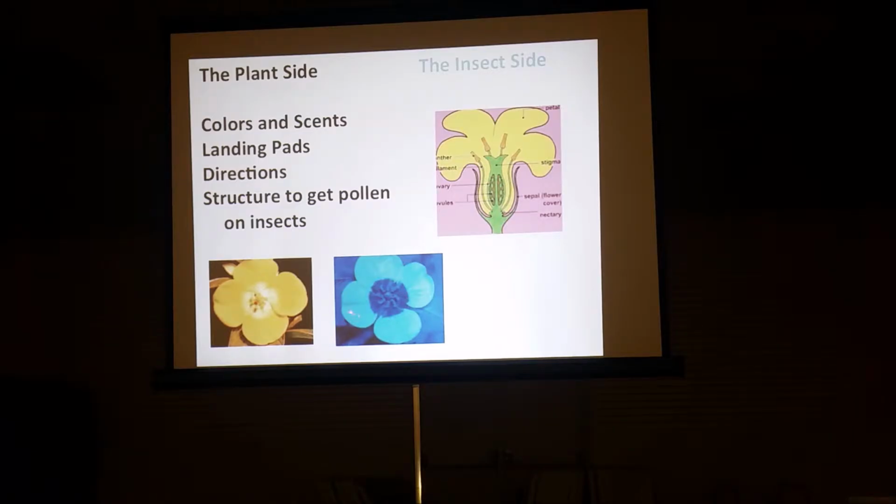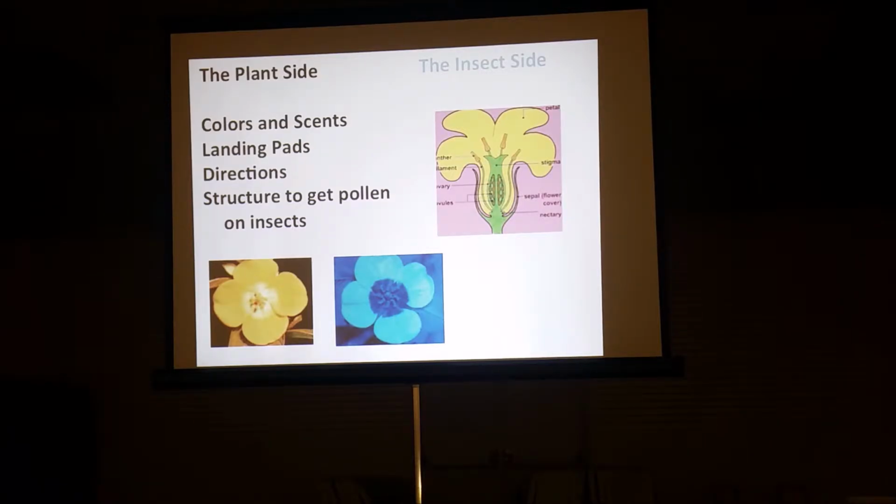And if you look at the petals of the plant, you actually see lines that are directing them down into where the nectaries of the flower really are. So when the insect lands on it, it's saying, down here is the good stuff, right? So every flower you look at, if you take a picture of it in the ultraviolet, you'll see lines directing the insects down to where the nectaries really are. And the flower has to have structure to get the pollen on the insect.